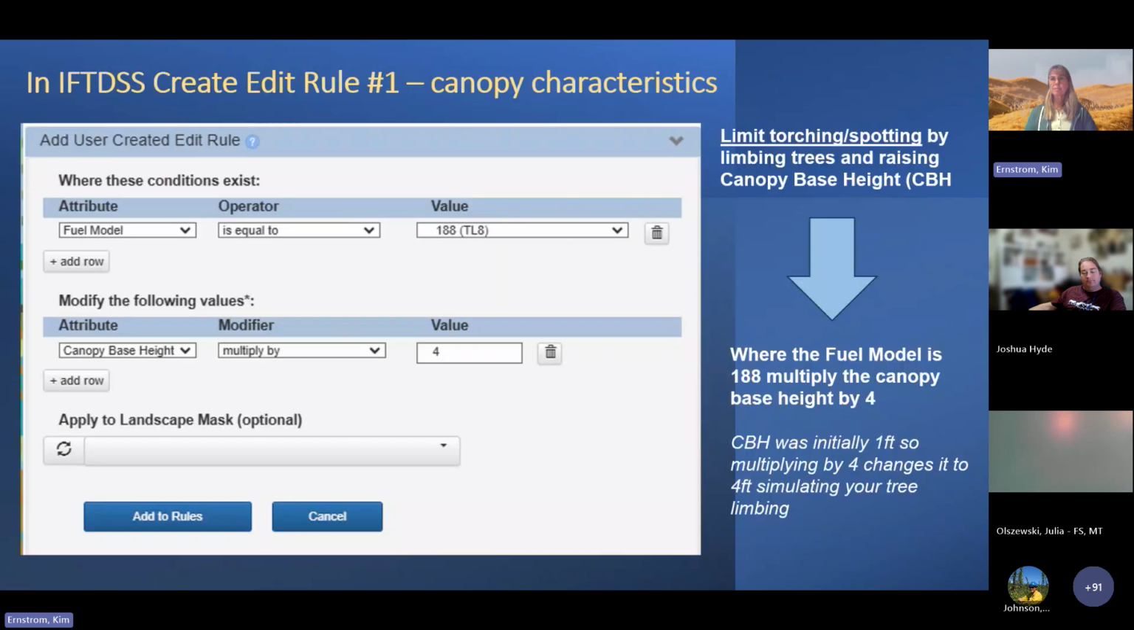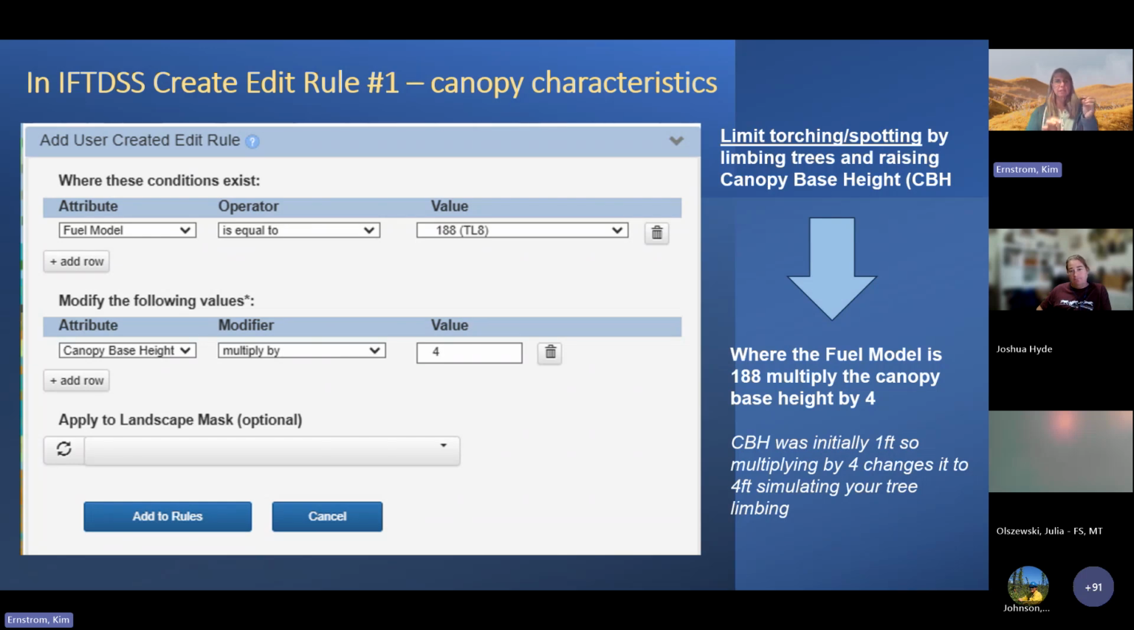And by doing that, my rule that I'm going to write is where the fuel model is this 188 fuel model in that particular example I'm showing you, I'm going to multiply the canopy base height by 4. So it was 1 foot and I want it to be 4 feet. I want to raise it. So I'm going to multiply it by 4. So anywhere there's the 188 on the landscape, the canopy base height associated with that area is now going to be 4 feet rather than 1 foot.